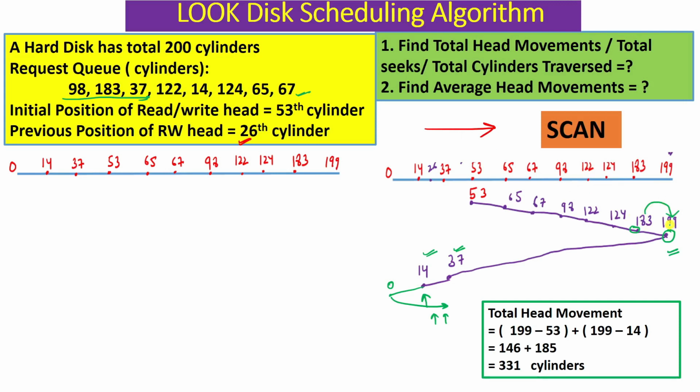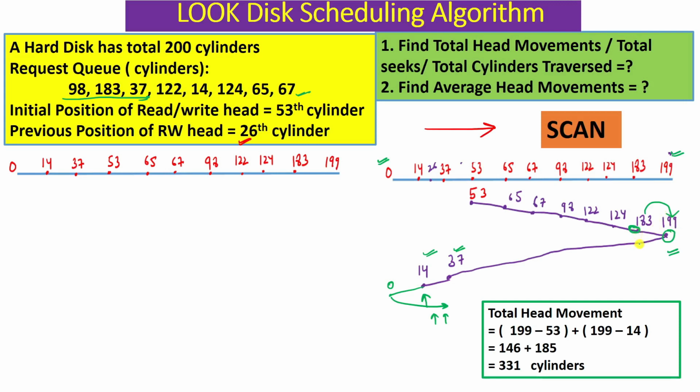But in the LOOK algorithm, we are actually modifying this SCAN algorithm. How? In LOOK, we are saying do not go to the end cylinders. These are the end cylinders, the cylinders at the end. The last request in our request queue is 183, right? 199 is not present, so in LOOK we will not go to 199. We will reverse the read write head direction from 183 only.